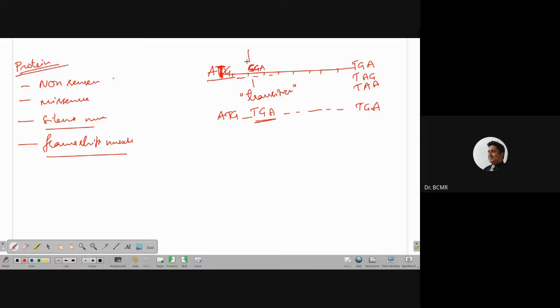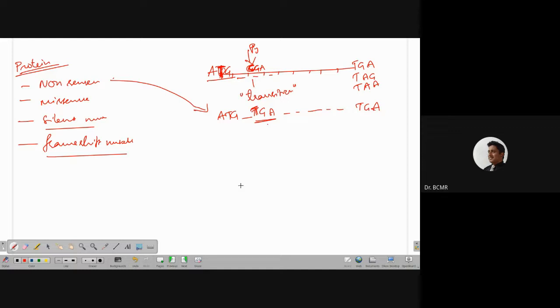So transition is a purine changing to another purine, or a pyrimidine changing to another pyrimidine. In this case, it is pyrimidine changing to pyrimidine. So this is a stop codon. So that is a nonsense codon.